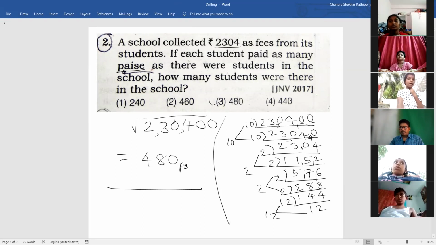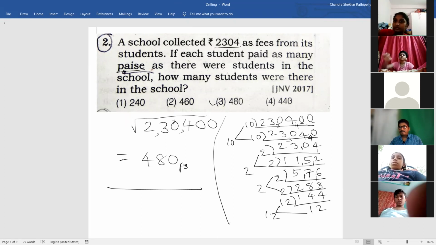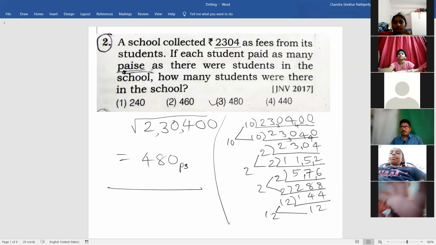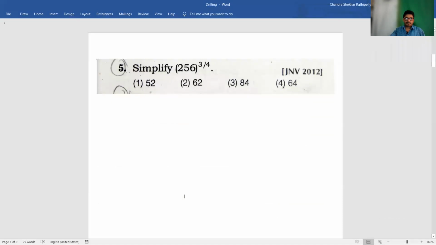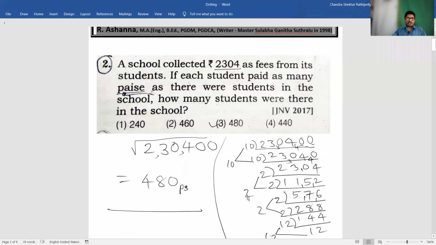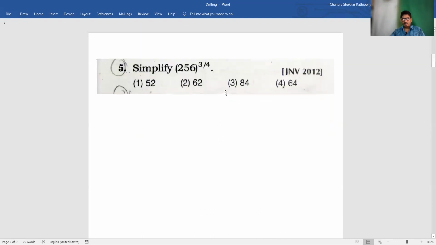So understood this? Anyone getting doubt? Okay. Next one. Entrance corner. This is entrance corner. Easy. Simplify 256 whole to the power of 3 by 4. We have to simplify this.